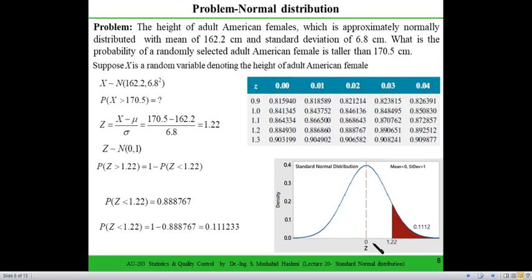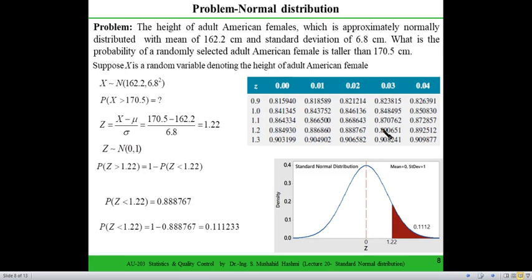We can do it in Minitab also, where we choose the standard normal variable, where the mean is 0 and the standard deviation is 1, and we substitute the value of z as a constant, 1.22. For greater than 1.22, I get the area under the curve as 0.1112. There is some round off depending upon the number of digits available in the table.